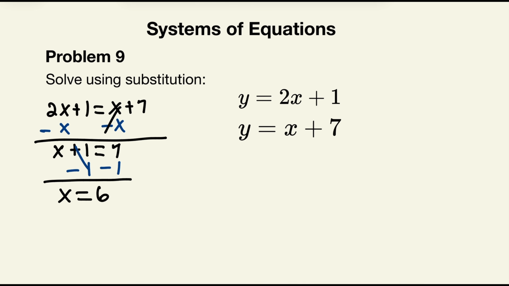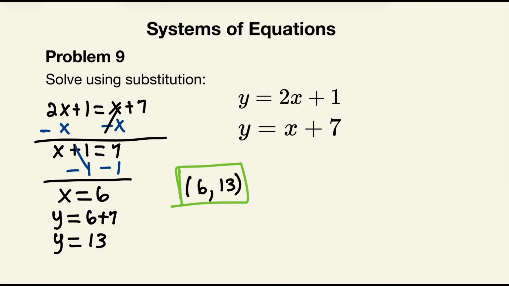All right, so now we substitute back. So I'm going to use this equation. So where you see this x, you'll just place a 6 there. So that is y equals 6 plus 7. And y is 13. All right, so now we have x is 6 and y is 13. And that's the point. Final answer.